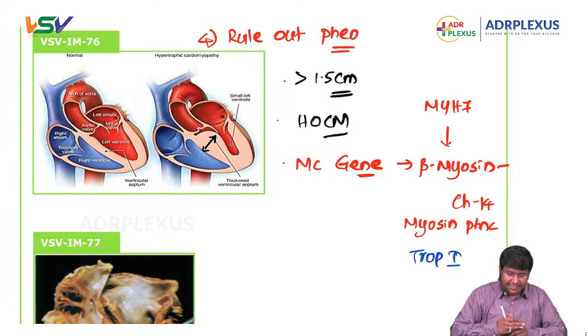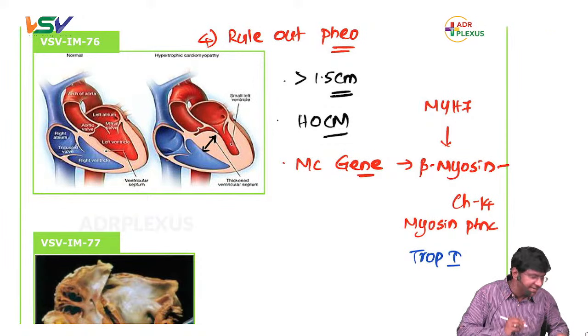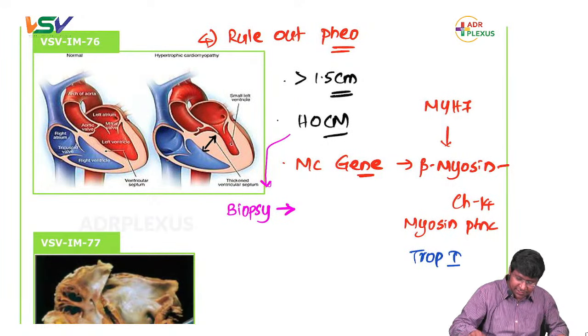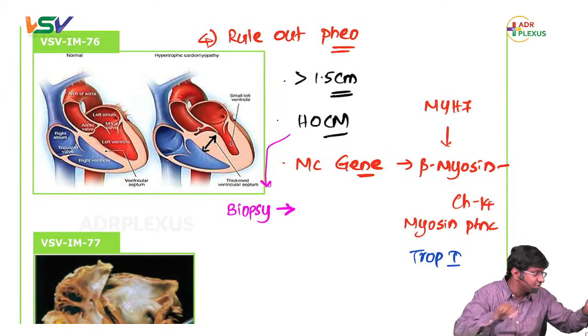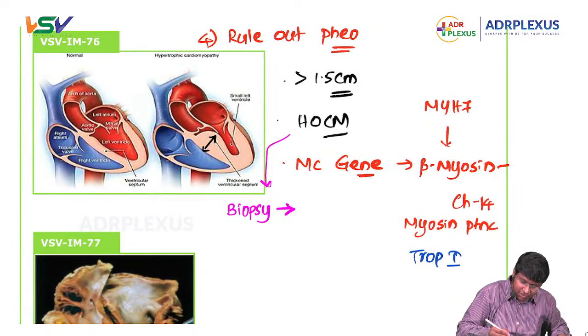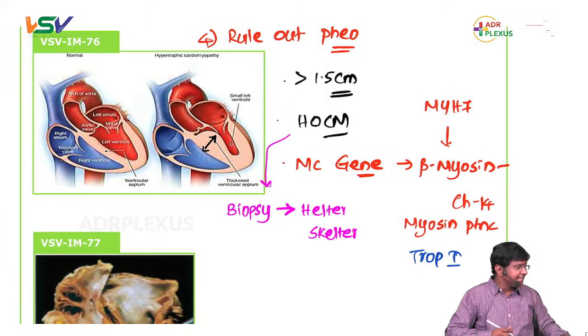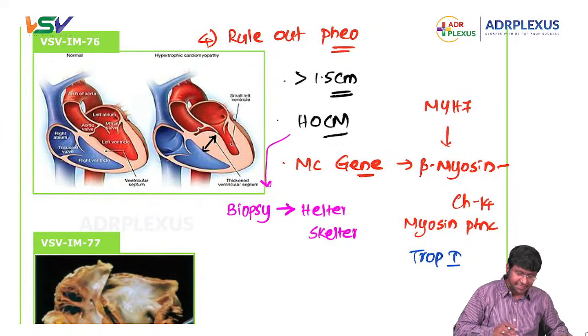And the next important thing for this hypertrophic obstructive cardiomyopathy that you need to know is, when you do a biopsy in patients with HOCM, what does the biopsy show? Very good, Vignesh. So this will be what is called helter-skelter appearance, right, not ninja star.